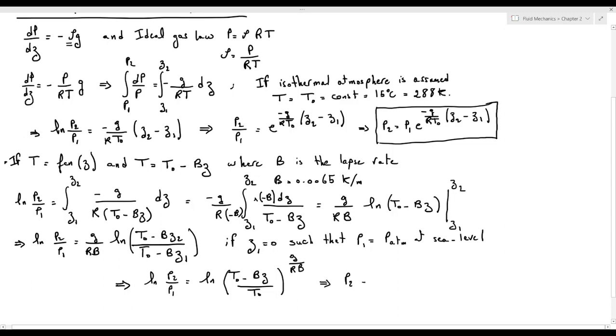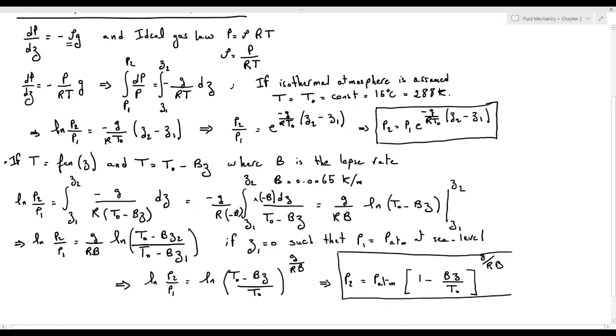Taking the exponential of both sides, we will obtain P2 equal to P1, the atmospheric pressure, into T0 over T0 is just 1 minus B into Z over T0 to the power g over RB. So this equation can be used to find the pressure at a given elevation, taking into account the temperature variation with elevation.